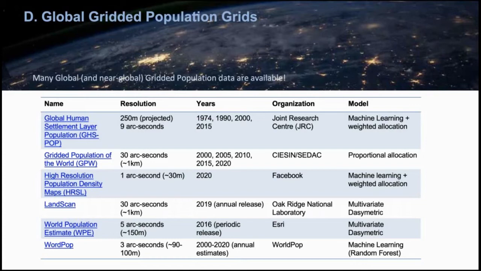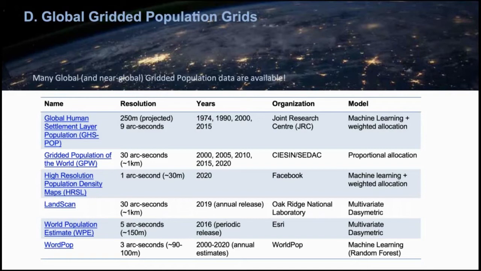GPW has a series of estimates, but it's not a true population time series because it's based simply on proportional allocation. So the time series change is a growth rate between 2 points in time that's interpolated or extrapolated. So it's not ideal for a time series or change in population over time. It's more about picking the year that's closest to your other data sets that you want to use it with.